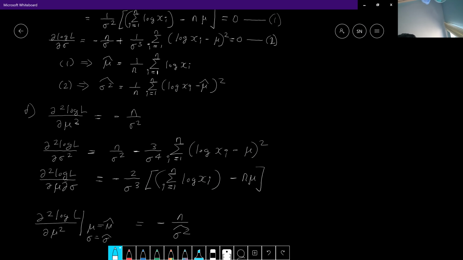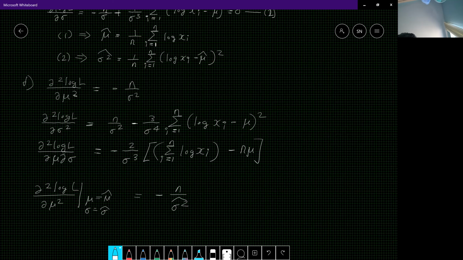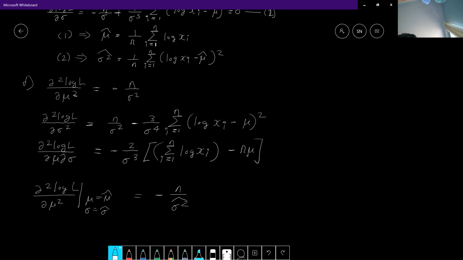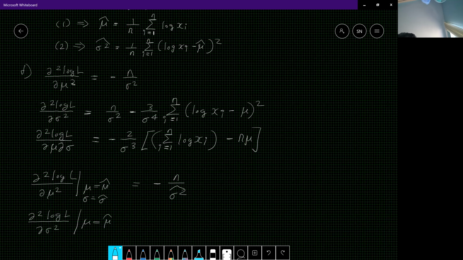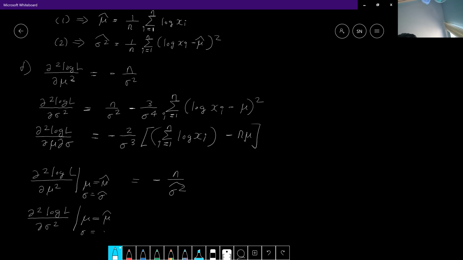All right, and for the second one, I'm not going to do the simplification. I'm sure you know how to simplify and compute this. You should do the math for the second one. I'm sure you're better than me.